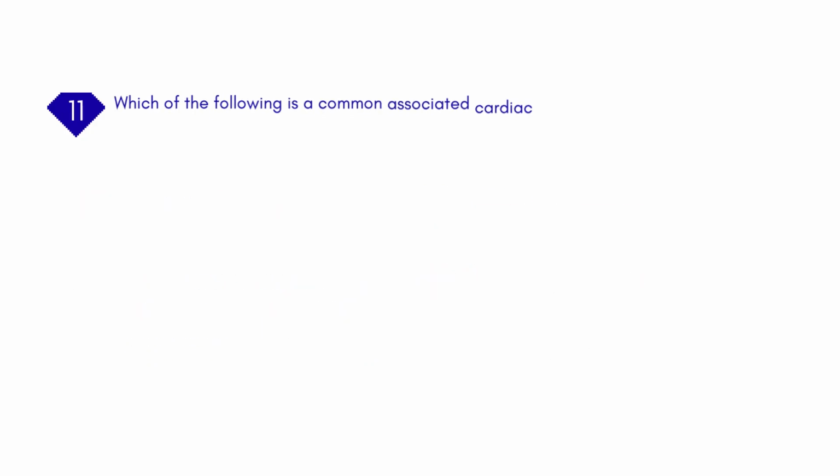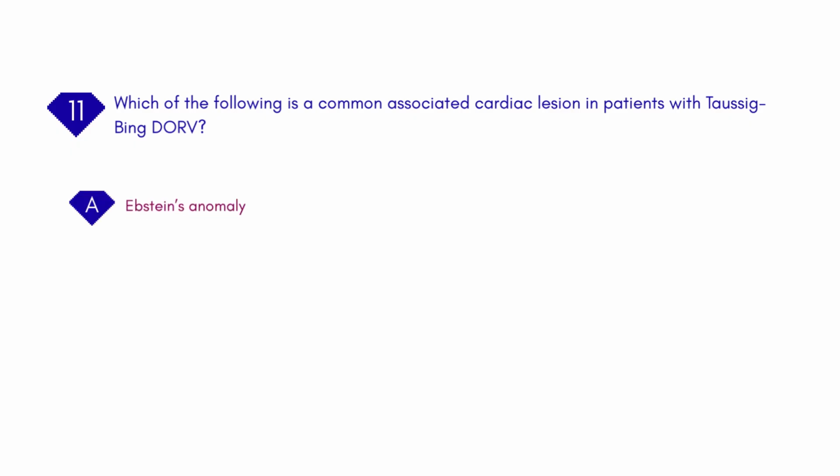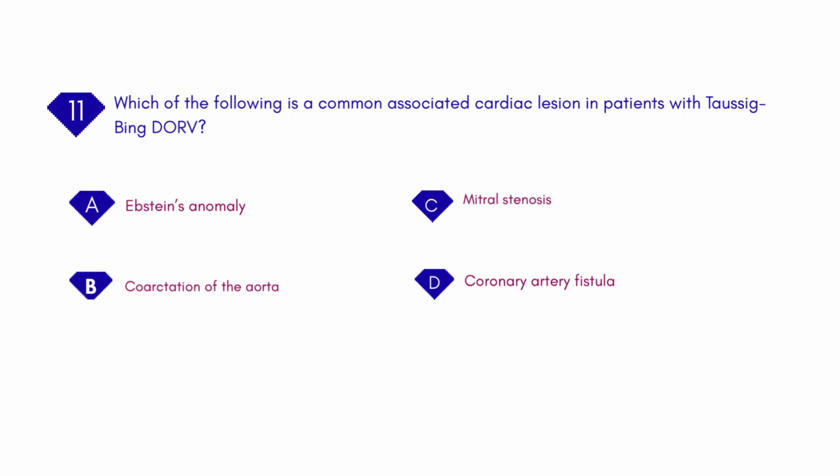Which of the following is a common associated cardiac lesion in patients with Taussig-Bing DORV? A. Ebstein's anomaly. B. Coarctation of the aorta. C. Mitral stenosis. D. Coronary artery fistula. Answer: B. Coarctation of the aorta.